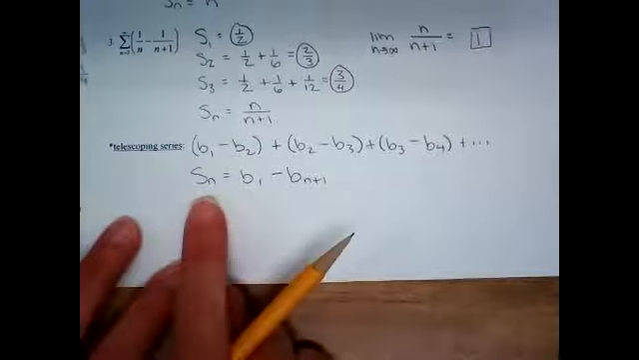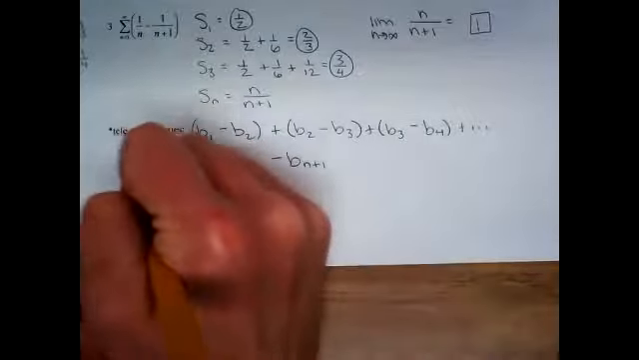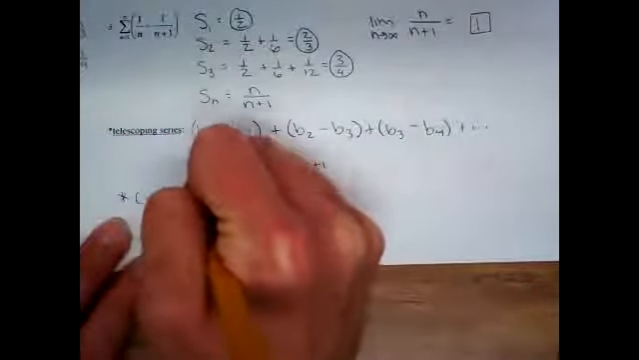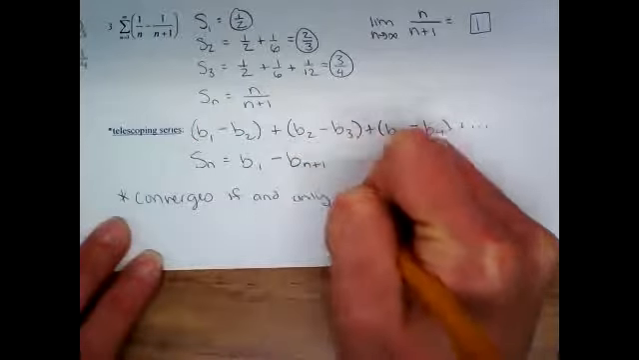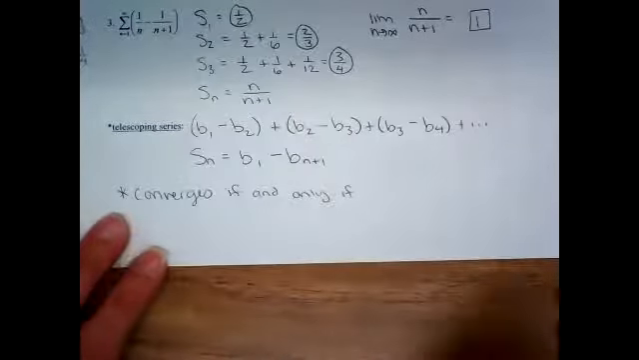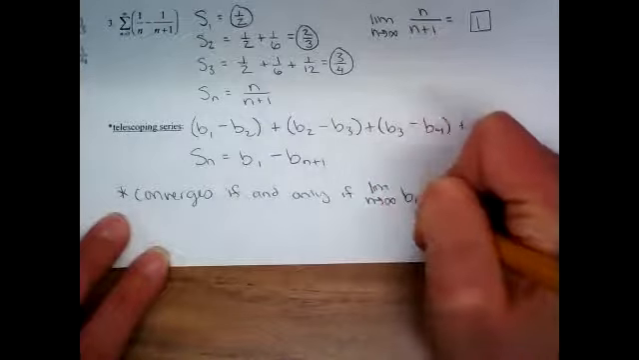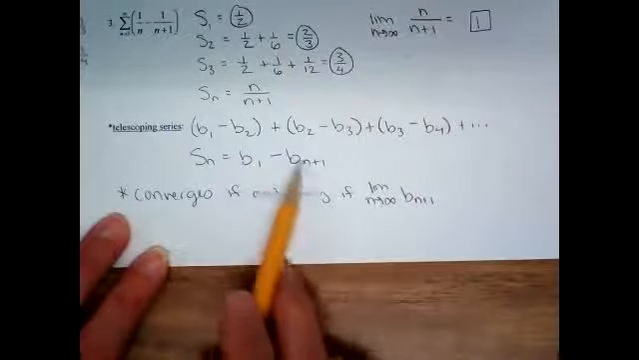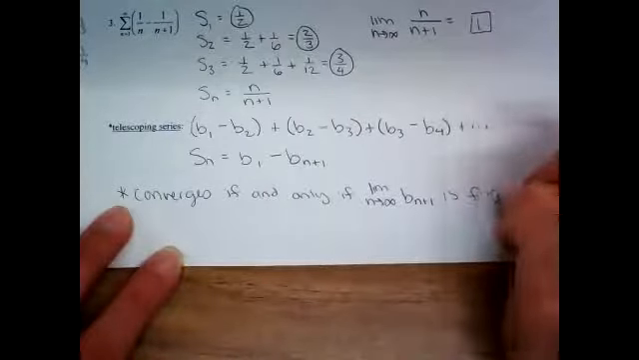Okay, now that's a partial sum, but say you wanted to take it out forever and ever. This converges if and only if, I love that in math class, it's like the only class where you get to say that. If and only if the limit as n goes to infinity of that b sub n plus 1 is a finite number.